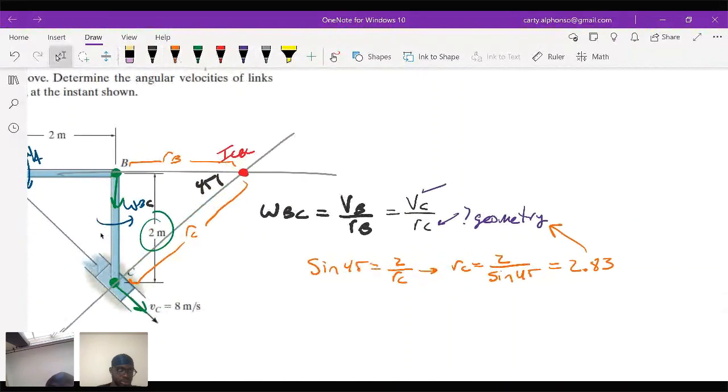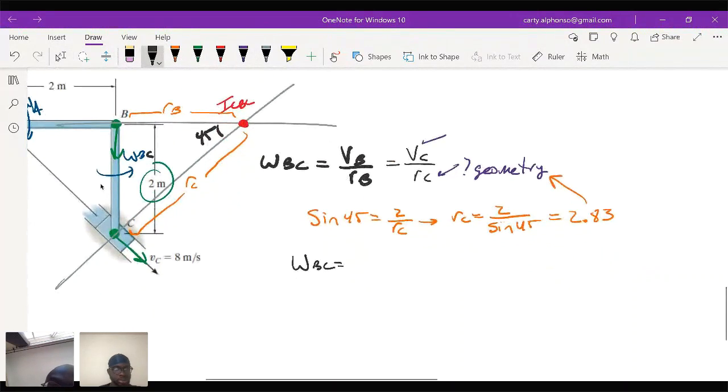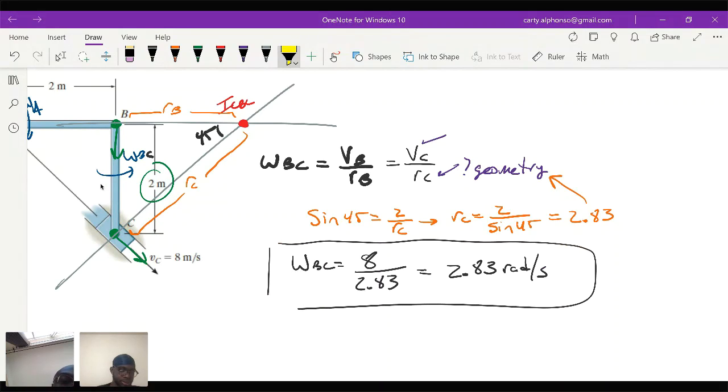Make some sense? Mm-hmm. And so it's easy enough to find WBC. The first arm is going to be 8 divided by 2.83. So 8 divided by my last answer, which is, wow, it's actually 2.83, because 2.83 squared is 8. Cool. So the answer is 8 divided by 2.83, which actually is 2.83. And that's radians per second. Make some sense? Yeah. Boom, easy stuff.